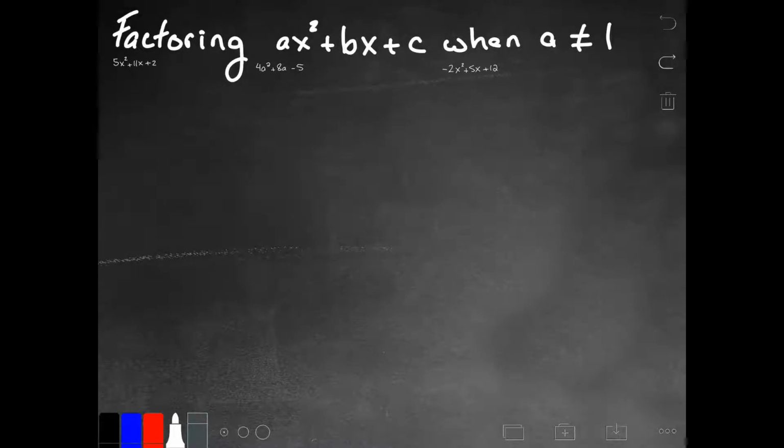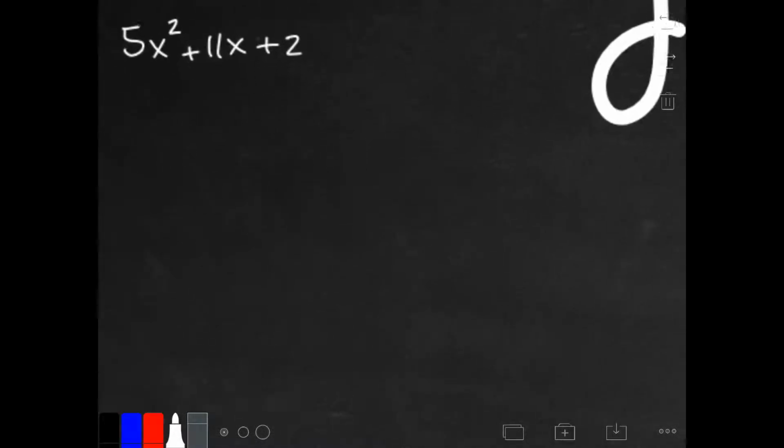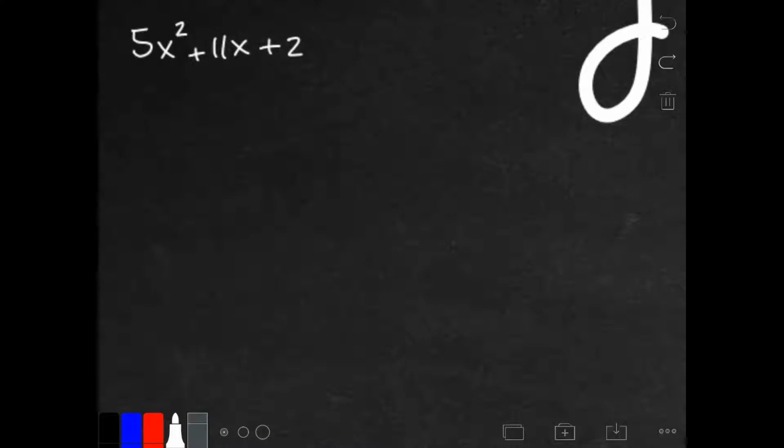Hey everybody, Mr. Gajewski here, and today we're going to talk about factoring quadratic trinomials when a, that is the leading coefficient, is not equal to 1. So let's take a look at a few examples here. My first example is 5x squared plus 11x plus 2.